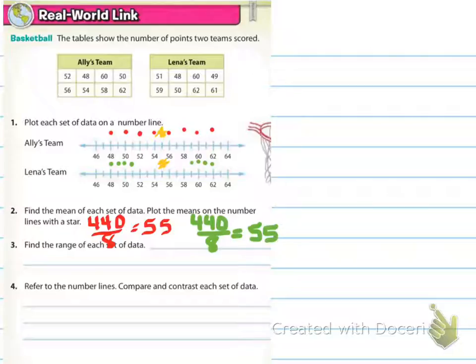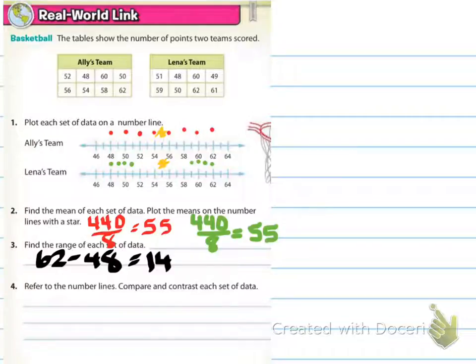Now it wants us to find the range of each set of data. So you need to take the largest number and subtract the smallest number for both Allie's team and Lena's team. And what you should find is that both largest numbers are 62 and both smallest numbers are 48. So they actually have the same range, which is 14.